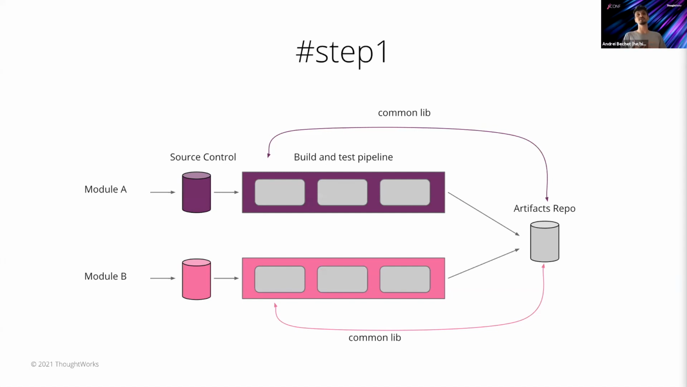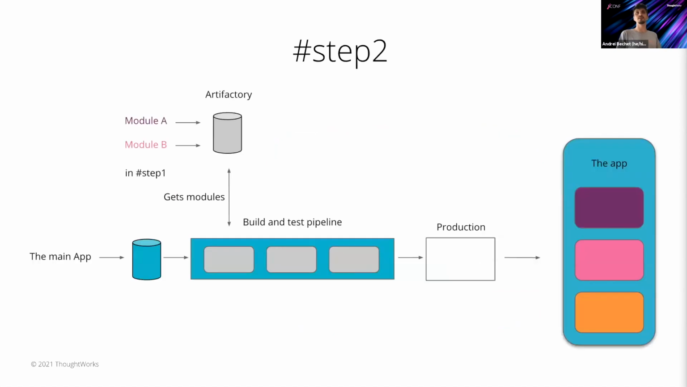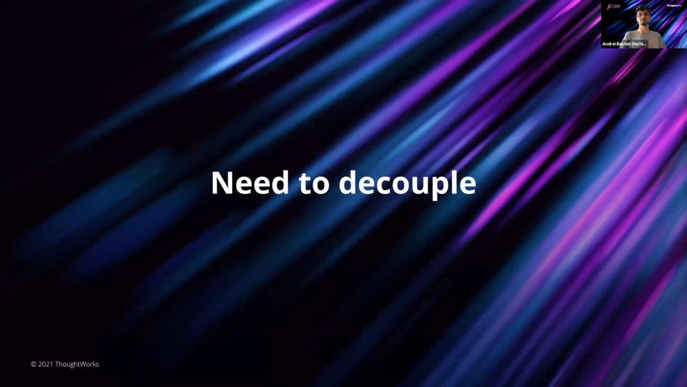And in the first one, teams would be working in their own modules. They would push to the source control, have the build and test, of course, where they would pull the common library in. And then if everything went fine, all the tests were green, then we would push to the artifact repository. But then we need to also have the second step with the main app, where the main app gets the new modules, runs its own build and test pipeline, and then brings it to production. So we basically need to decouple.